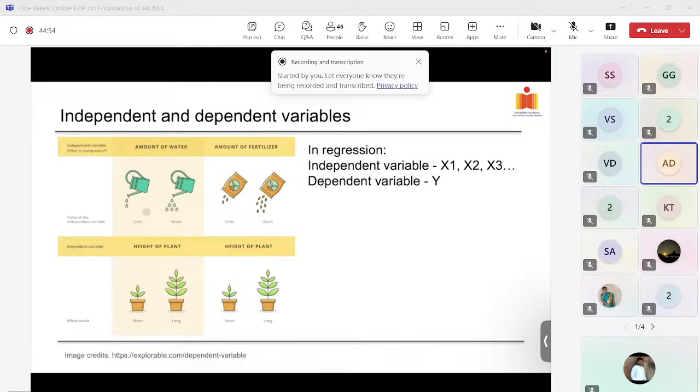In regression, and not just regression but in standard statistics, there are two types of variables: independent variables and dependent variables. For example, in the picture, the independent variables are the amount of water and the amount of fertilizer, whereas the dependent variable is the height of the plant. Based on the amount of water you give, the height of the plant can change. Similarly, based on the amount of fertilizer, the height changes. So the height is dependent on these variables.